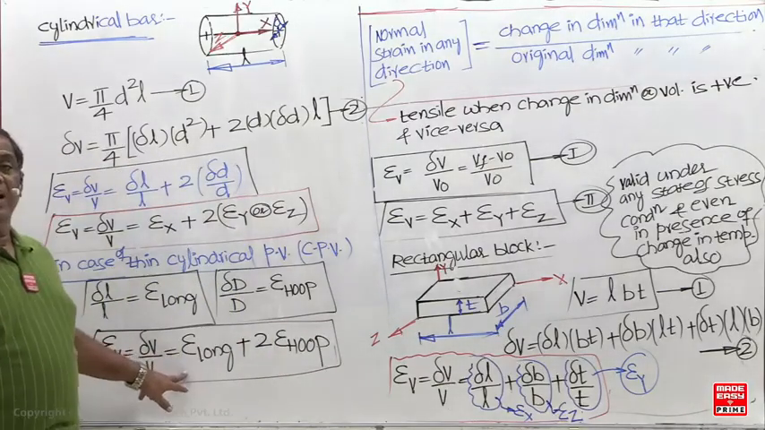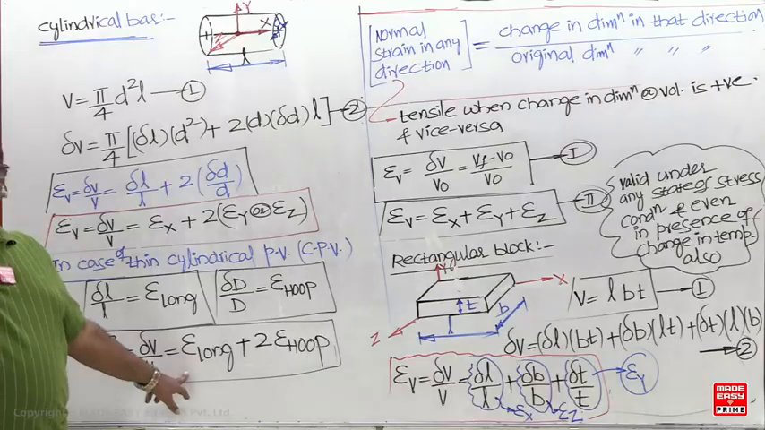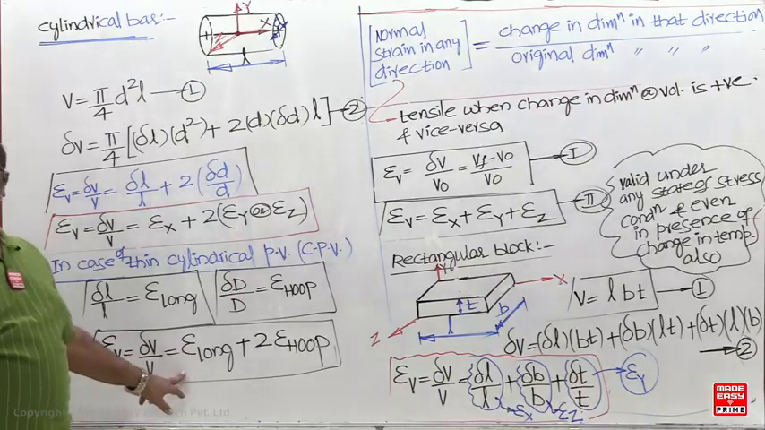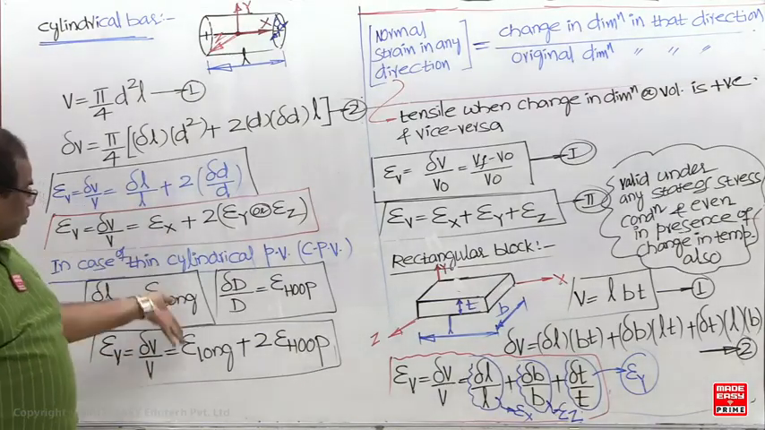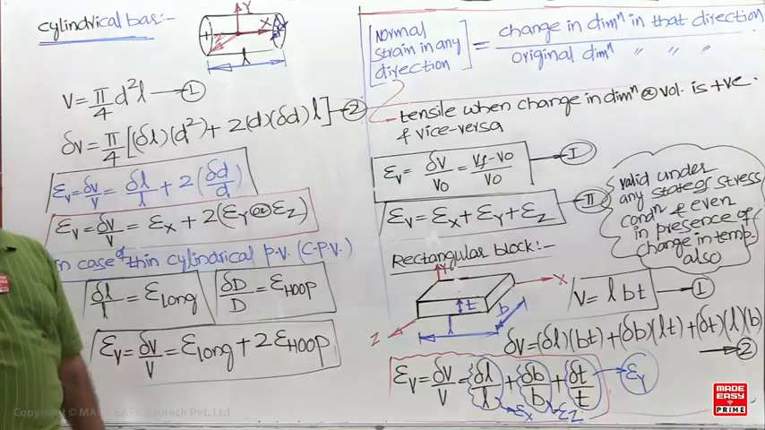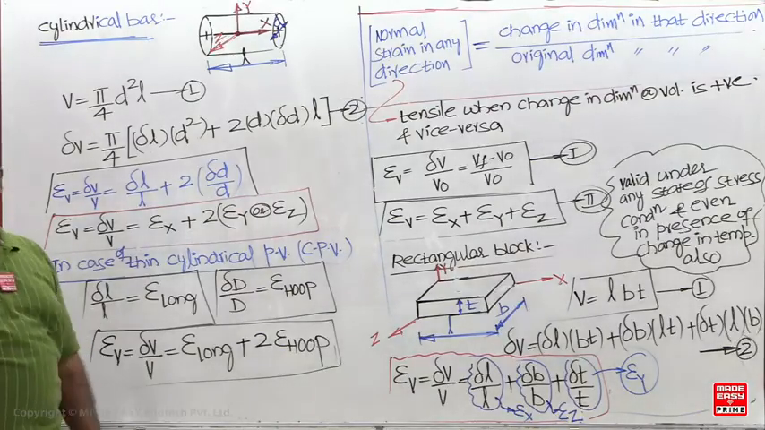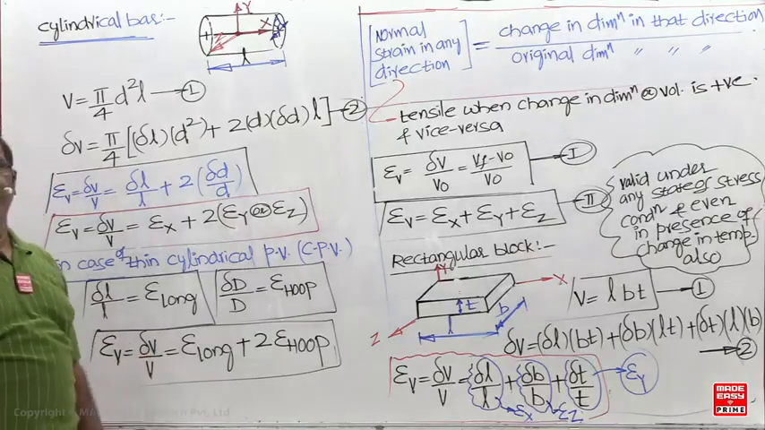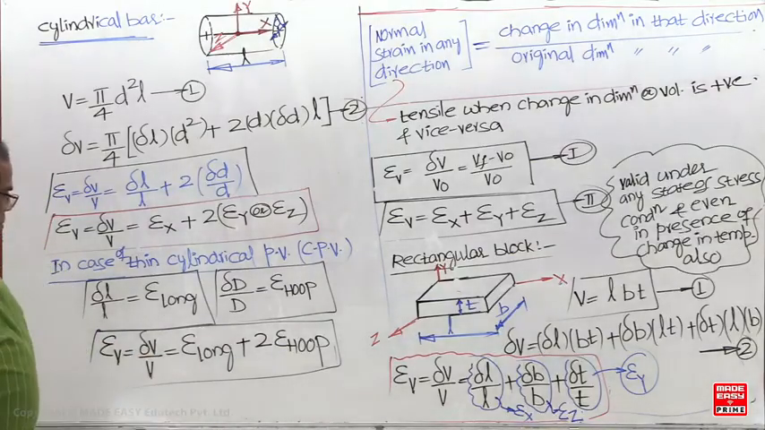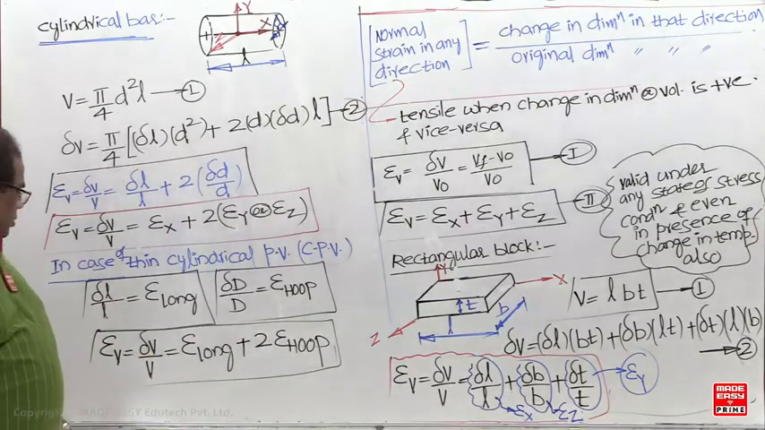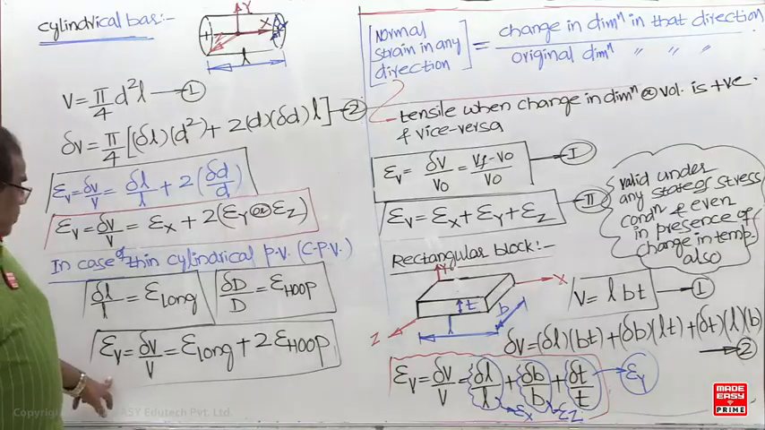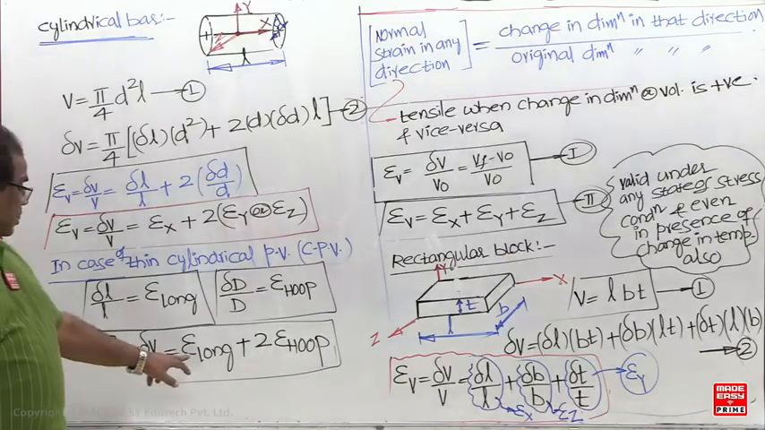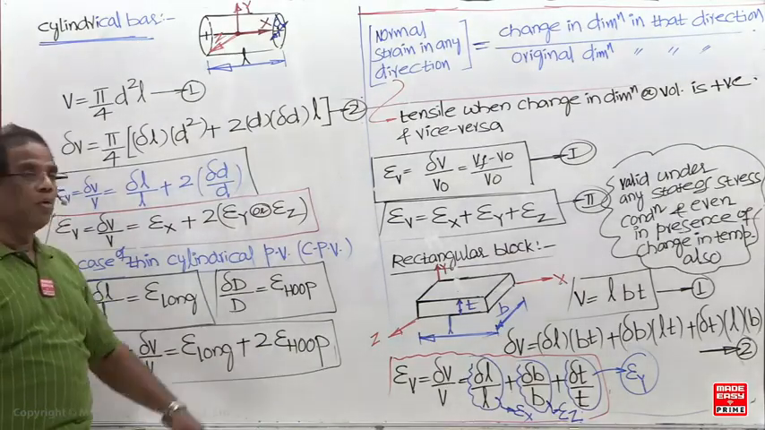When I was studying the last chapter, pressure vessel, I wrote this equation. Somebody asked how you got this relation. I already proved it there. The things which are discussed once again are not going to be studied now. All the similar things I am going to explain at a time. In case of a cylindrical pressure vessel, volumetric strain equals longitudinal strain plus 2 times the hoop strain.